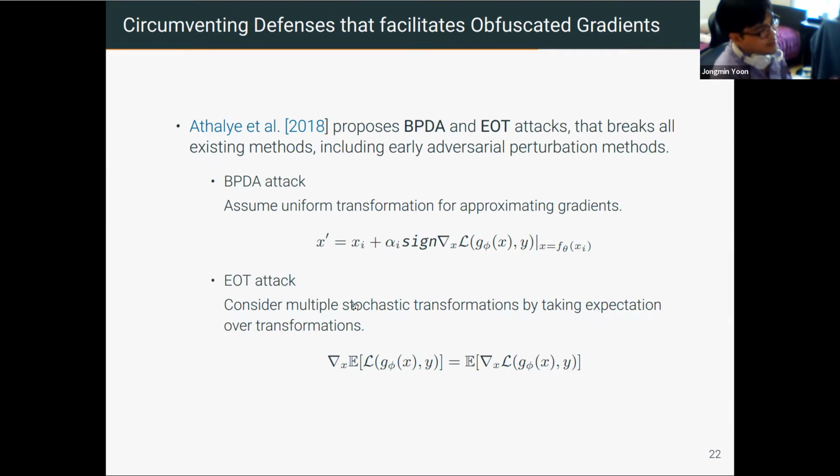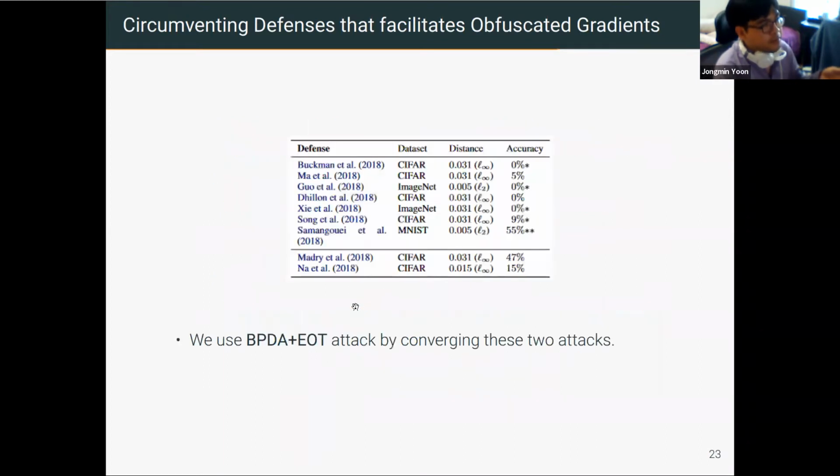Then the second, the EOT attack, is helpful for attacking some randomized classifiers. Since our adversary purification network is a randomized classifier, this EOT attack is useful. It considers multiple stochastic transformations by taking expectations over all the transformations. And this BPDA plus EOT attack breaks almost all the defenses here.